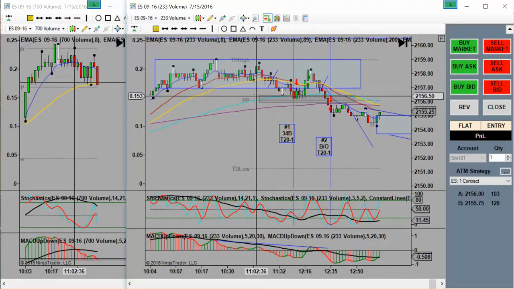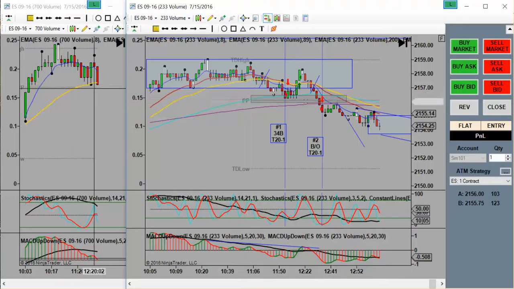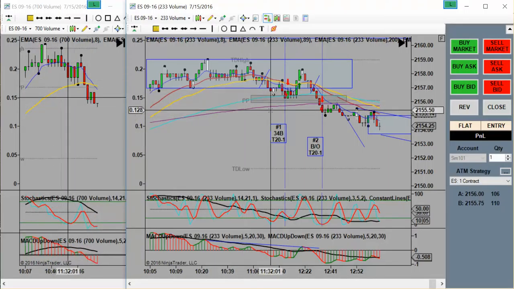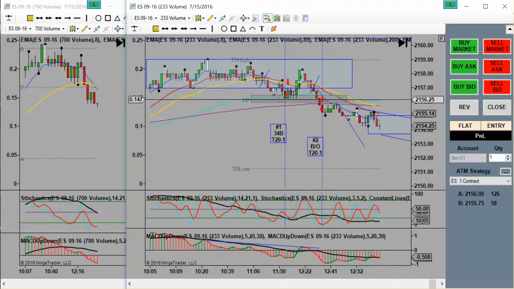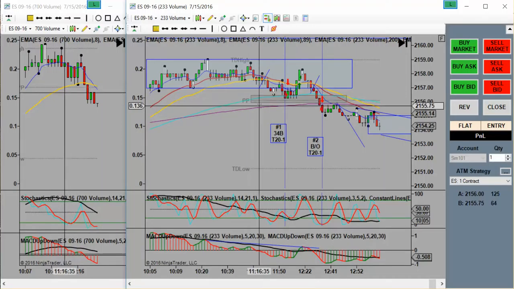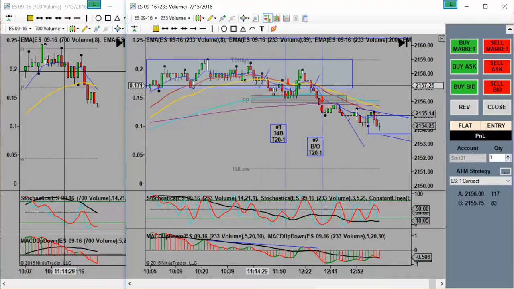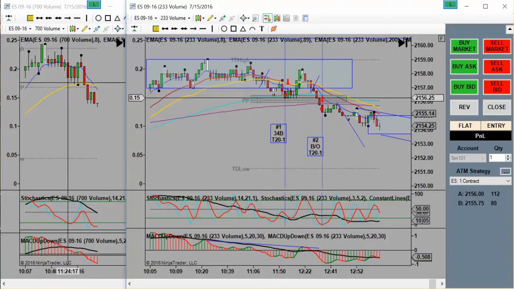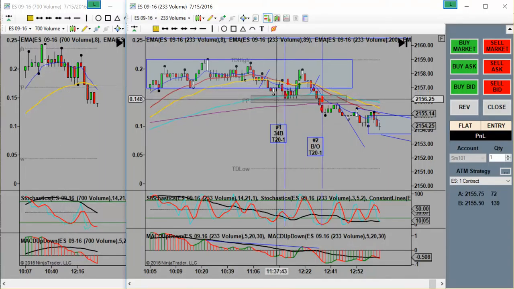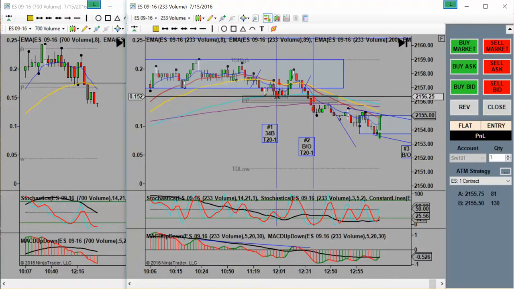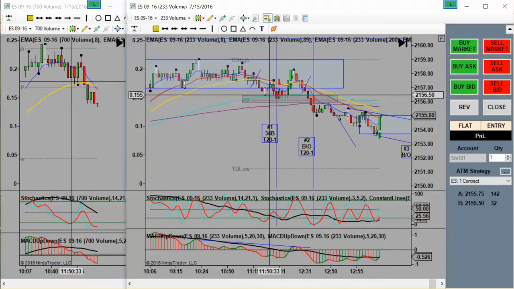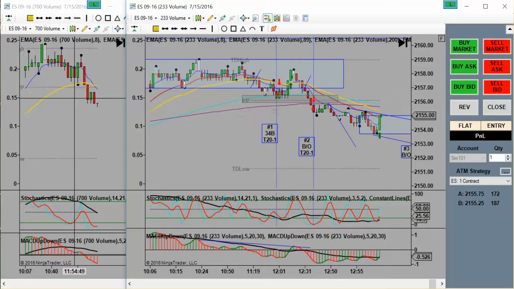So that's where I drew what you can call a support range here. I was waiting first of all to break outside of the channel, and to have at least a couple of good pokes to the 89 EMA. So I went and took a short position right here, if you can see the red arrow, just around midnight or so.